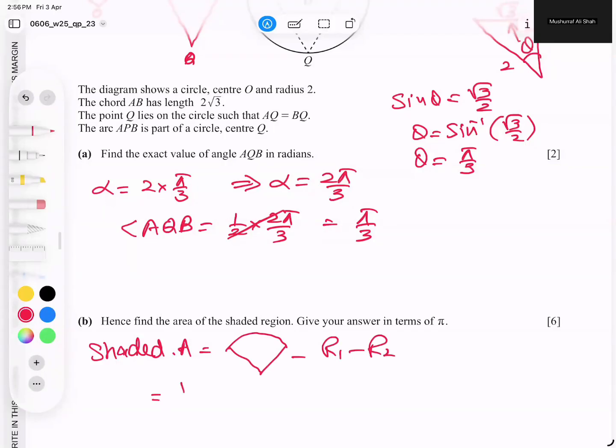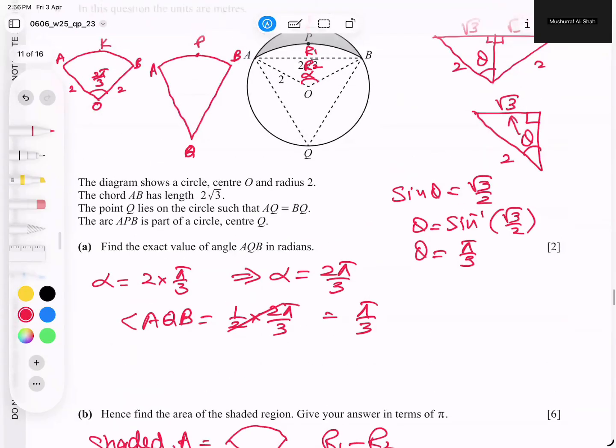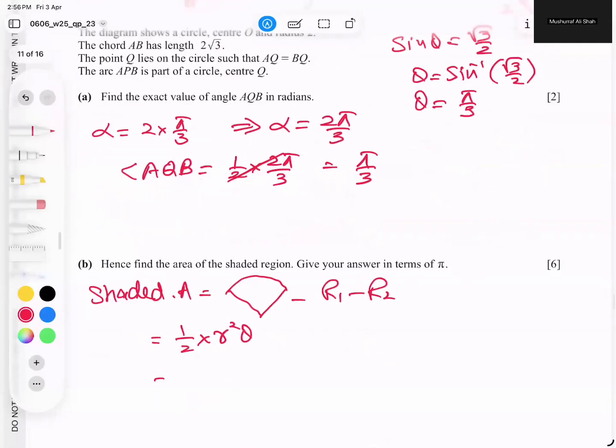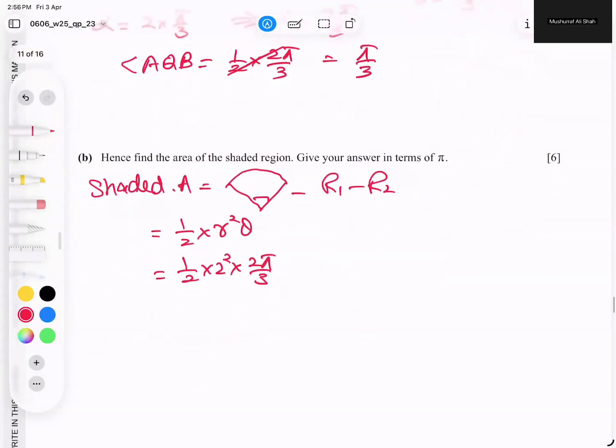Okay, sector area is half R squared theta, and the radius, as you can see on top, is 2. So this is not a hard job. Half times 2 squared times theta, which is 2 pi by 3. This part is not hard to do. The 2 cancels, and I get 4 pi by 3.